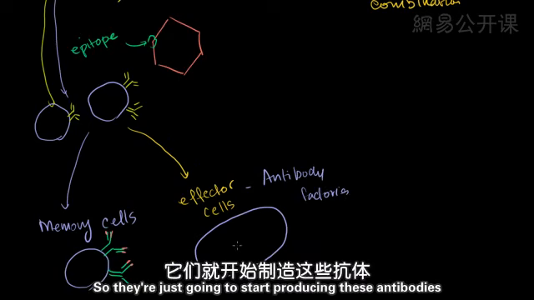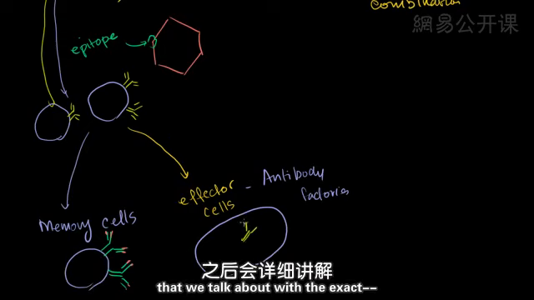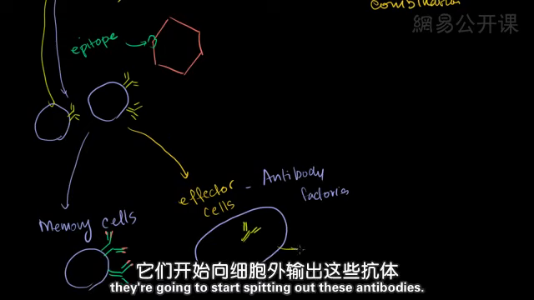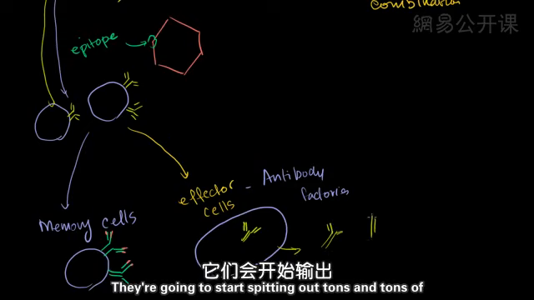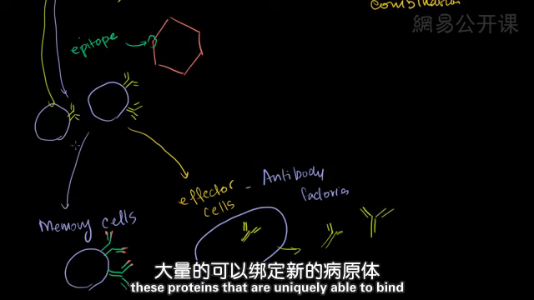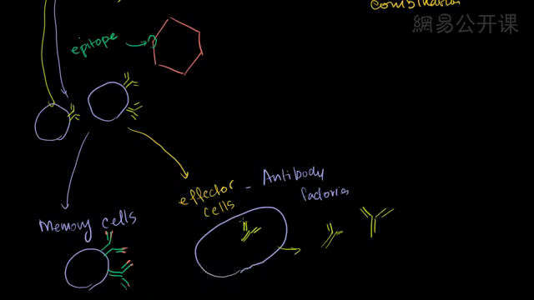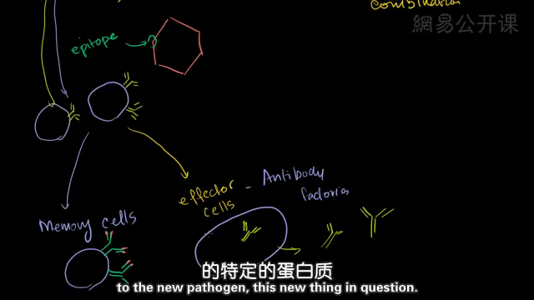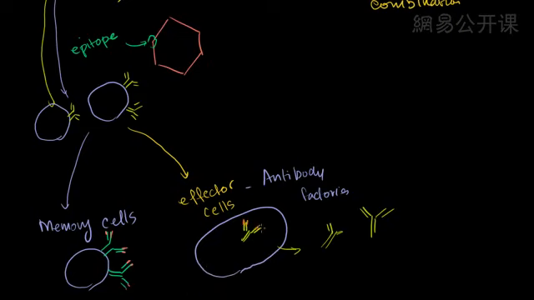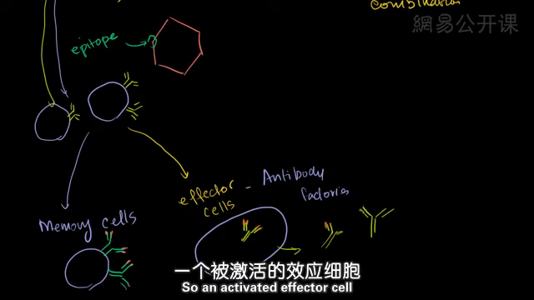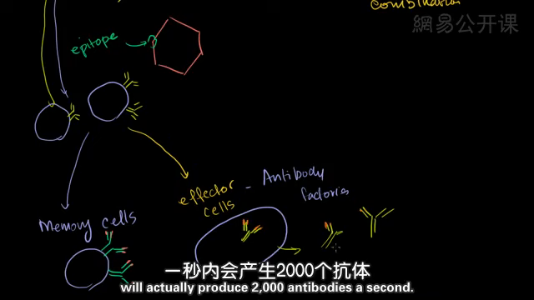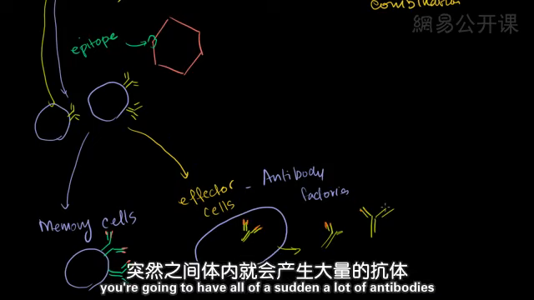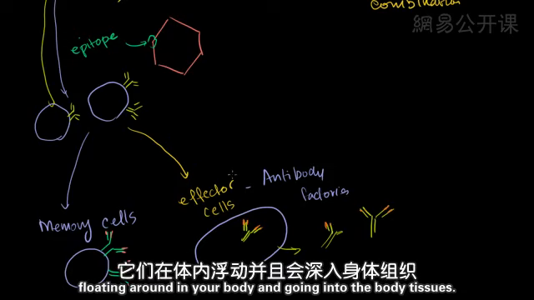So they're just going to start spitting out these antibodies, tons and tons of these proteins that are uniquely able to bind to the new pathogen, this new thing in question. An activated effector cell will actually produce 2,000 antibodies a second. So you can imagine if you have a lot of these, you're going to have a lot of antibodies floating around in your body and going into the body tissues.